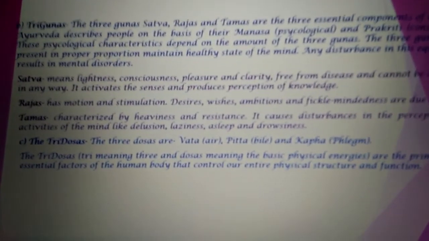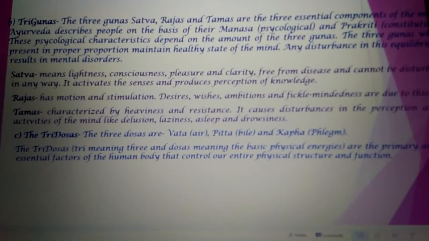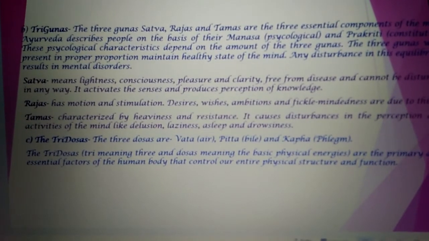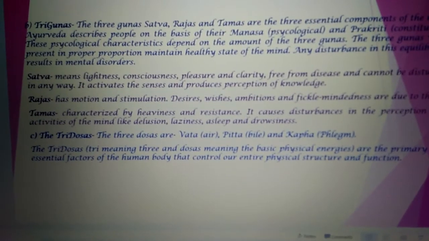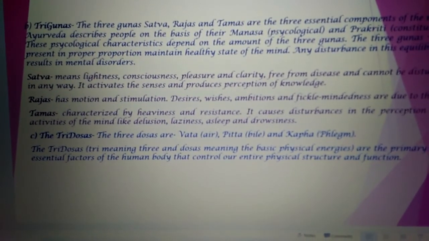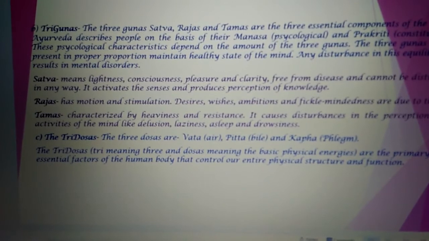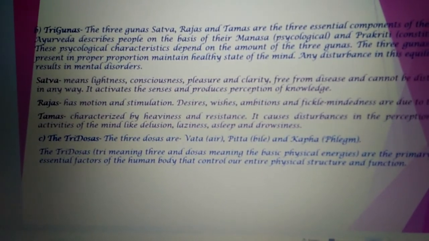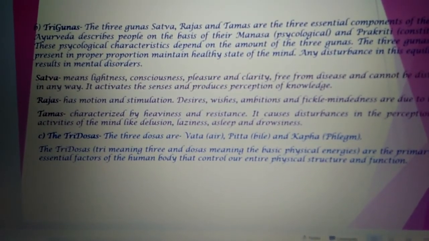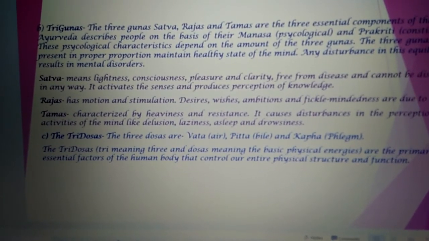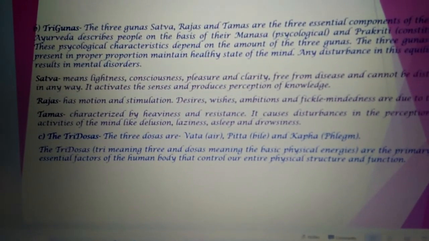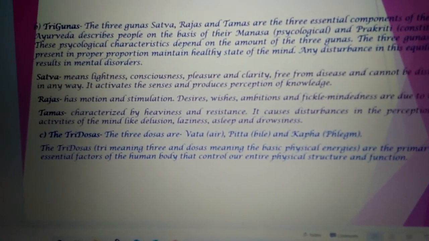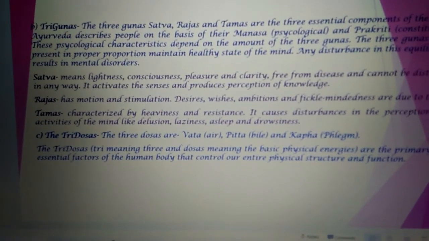Now sattva means lightness, consciousness, pleasure and clarity, free from disease and cannot be disturbed in any way. It activates the senses and produces the perception of knowledge. Now rajas has motion and stimulation. So we have desires, wishes, ambitions, and sometimes fickle-mindedness also occurs, and this occurs due to this guna, that is rajas.